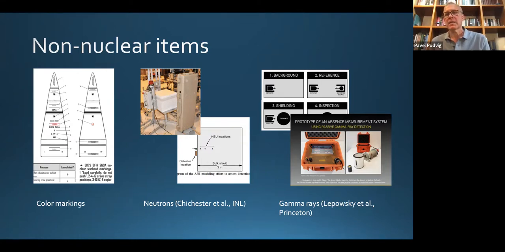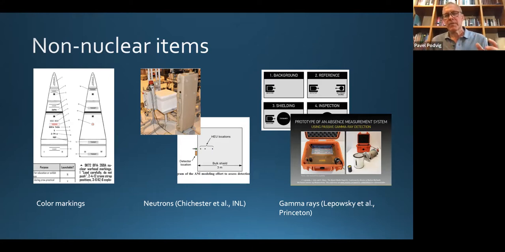But again, since the owner knows that there is nothing nuclear there, you could do that without endangering or presenting a problem of exposing something nuclear to neutrons or gamma rays. I have an idea of how you could do that in a more systematic way. This is the idea of a non-nuclear template.